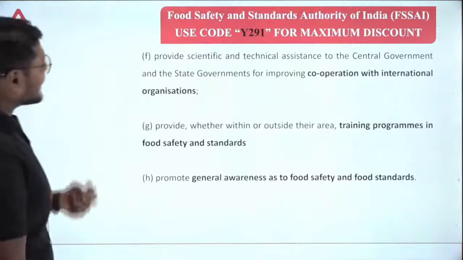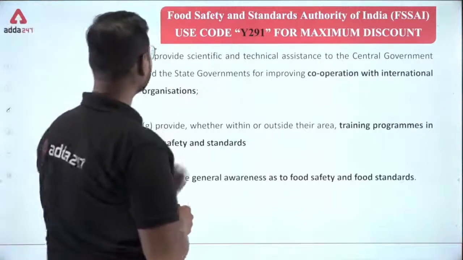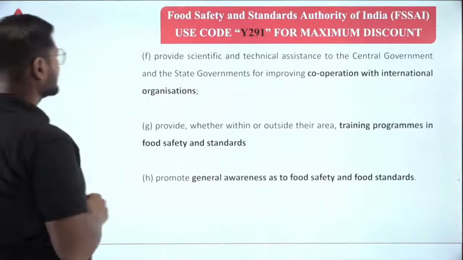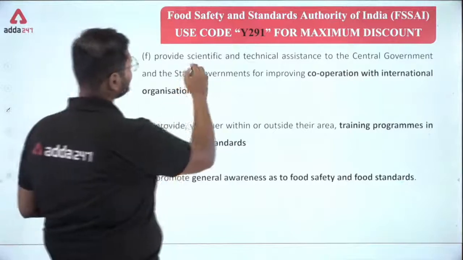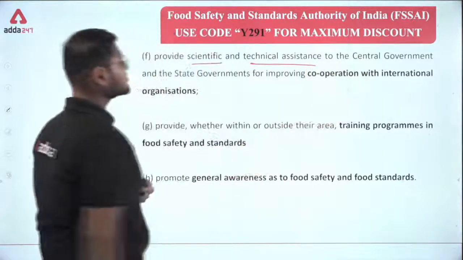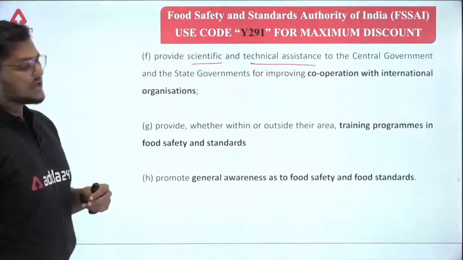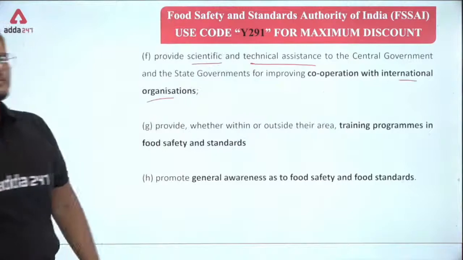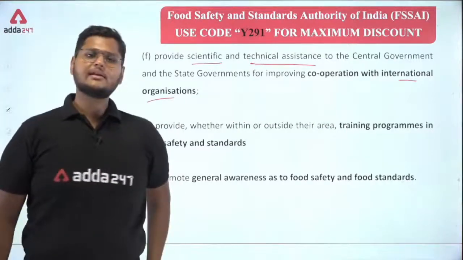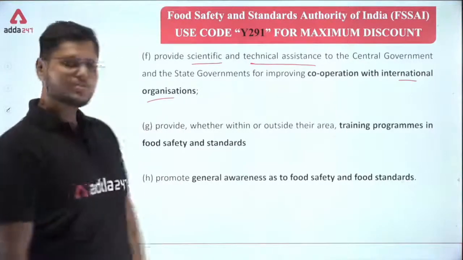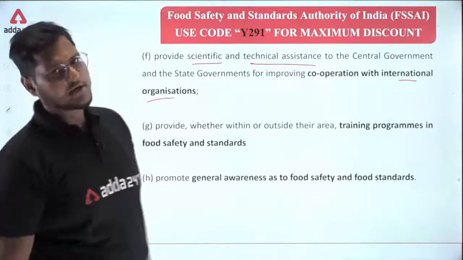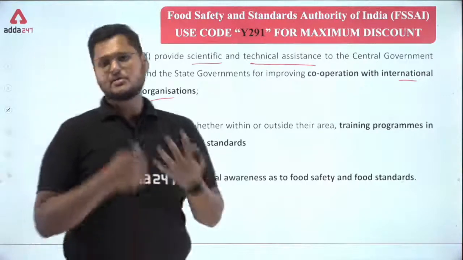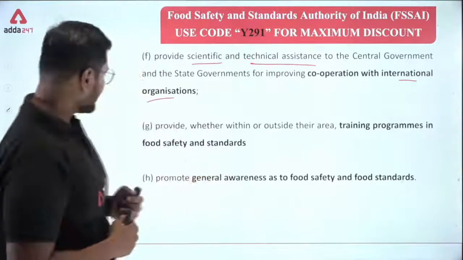Now, provide scientific and technical assistance to the central government and the state governments for improving cooperation with international organizations. So there are different international organizations, for example WTO. Okay, we have to work in line with their rules and regulations also, because we are exporting a lot of things from India. So if our rules and regulations are not in line with the WTO, then the product might not get exported. We may face a trade ban also.